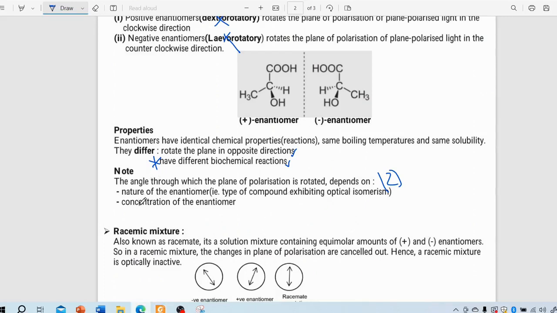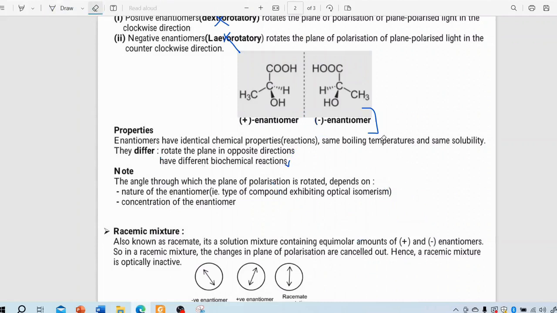Another is the concentration of the enantiomer. So the more of the enantiomer of a certain type, more of the positive means more rotation in the clockwise direction. More of the negative, more rotation in the anti-clockwise direction. And if these two are of the same concentration, so square bracket, what does that mean? Square bracket means concentration, A2 level, basic stuff. So if their concentrations are the same, then the angle through which this plane is rotated is 0. So the changes in the rotation of plane of polarization will then be cancelled out.